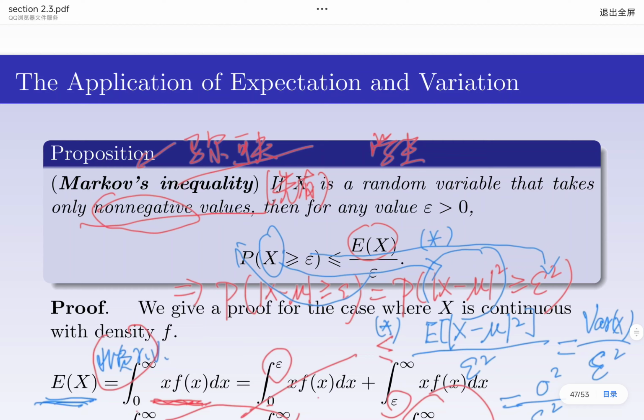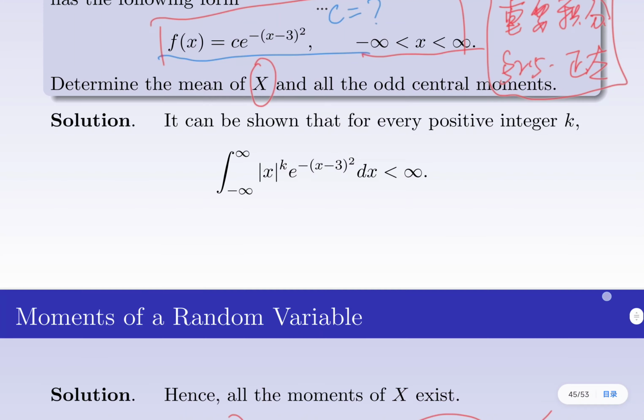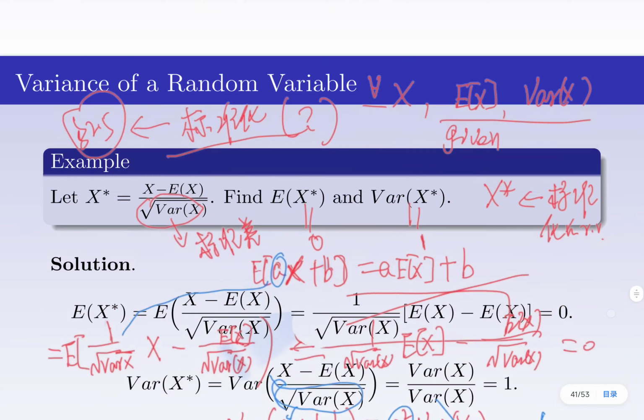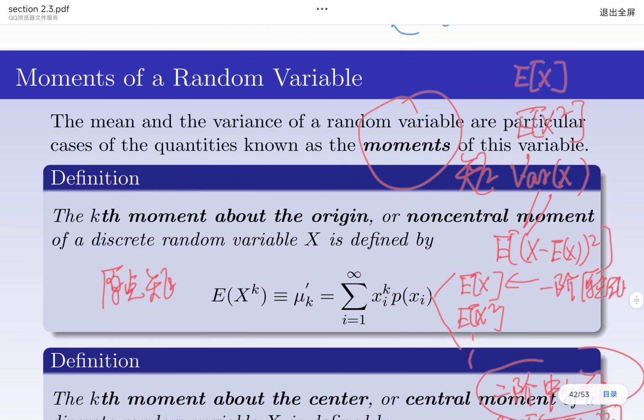Okay, some application: Markov inequality. It is difficult for me to understand. The case moment about the origin, or non-central moment, of a discrete random variable x is defined by this: mu k prime is the sum of xi to the k. What is the k?